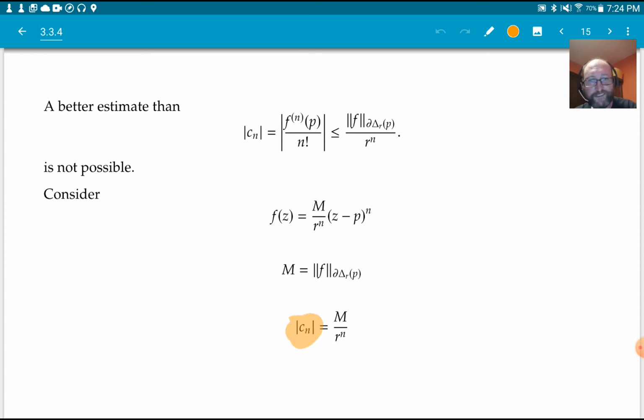But the Cn, well, that's precisely this guy. It's defined as that. All the other coefficients are 0. There's only one non-zero coefficient. That's precisely this guy in the estimate. So this is supposed to be less than or equal to this, and here we have an equality. So you cannot get better than this unless you know something more about the function.